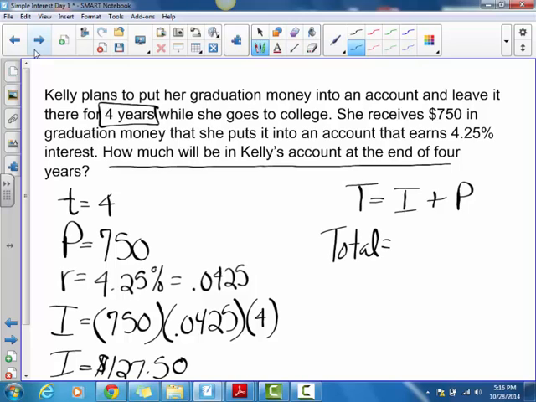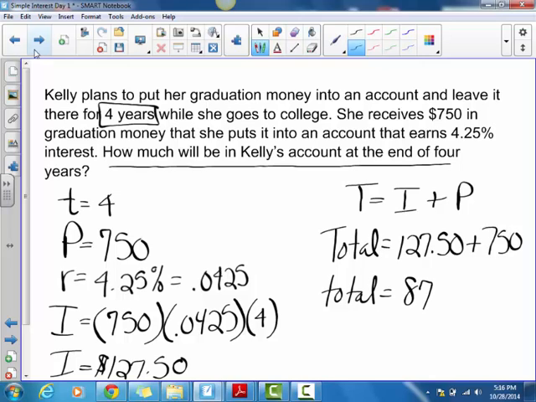Kelly wants to know the total amount that she'll have in her account at the end of 4 years. The total is the interest plus the principal, or $127.50 plus the beginning amount, $750. So the total in Kelly's account after 4 years is $877.50.